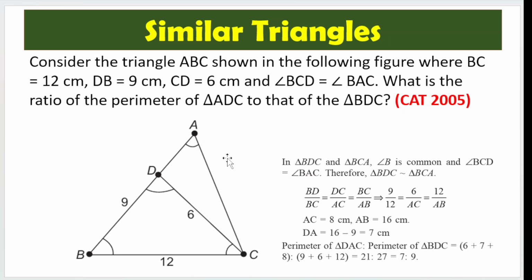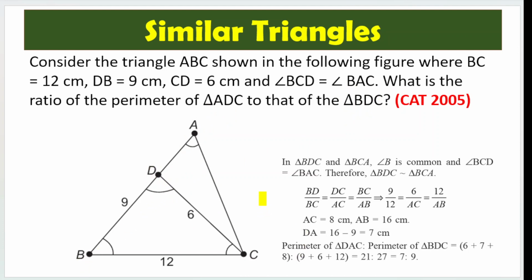Hi friends, here we are given a triangle ABC and we are given certain dimensions also. We are given BC is equal to 12, DB is equal to 9, D is some point on AB, and CD is equal to 6. And angle BCD is equal to angle BAC. Then what is the ratio of the perimeter of triangle ADC to that of BDC?